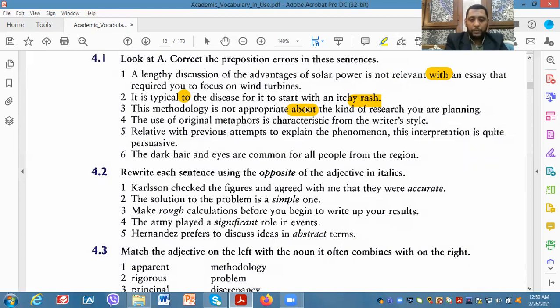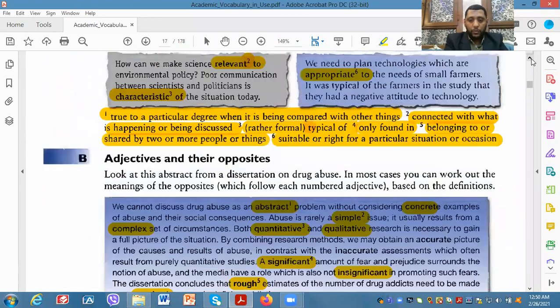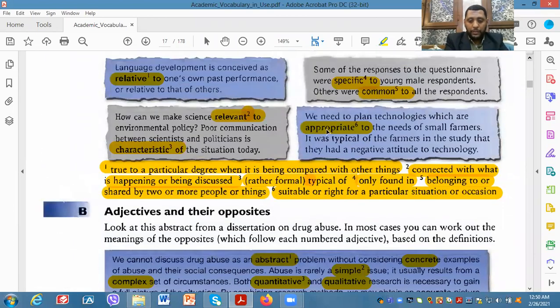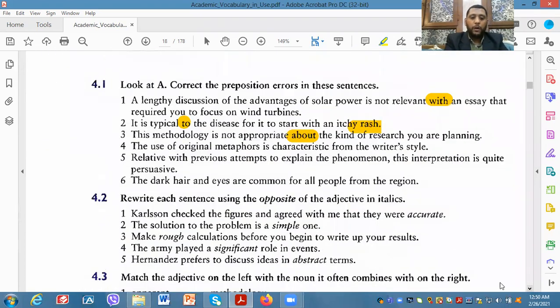It shouldn't be appropriate about, it should be appropriate to, and all this can be found by going back to what's being discussed. Appropriate to, okay? Appropriate to is not appropriate about. So this methodology is not appropriate to the kind of research you are planning.